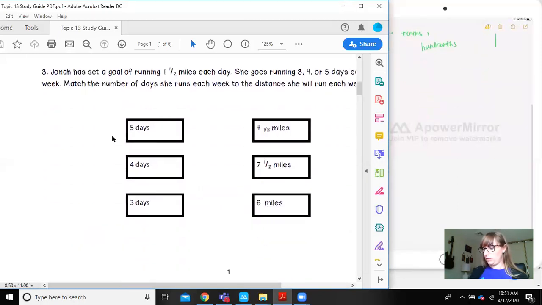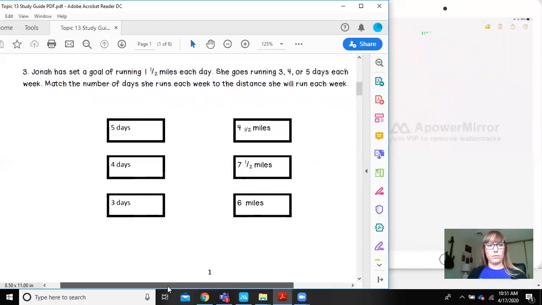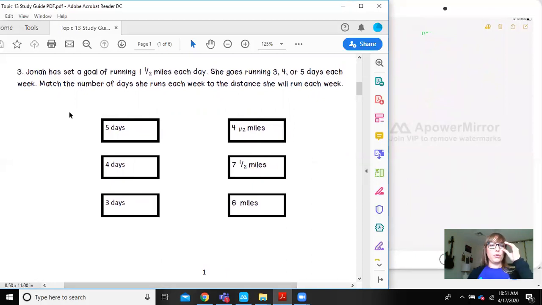Okay, so let's go to number 3. Oh, I have to scoot number 3 over. Jonah has set a goal of running 1.5 miles each day. She goes running 3, 4, or 5 days each week. Match the number of days she runs each week to the distance she will run each week.